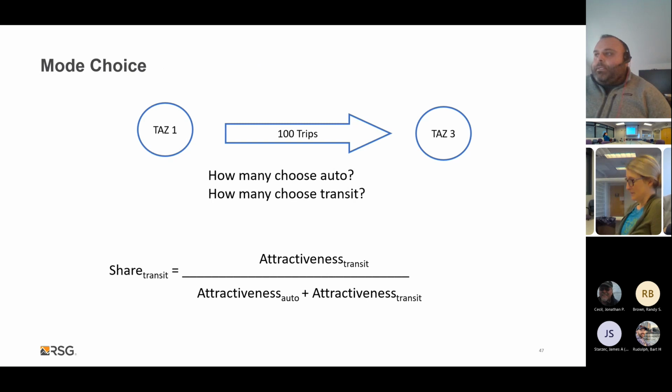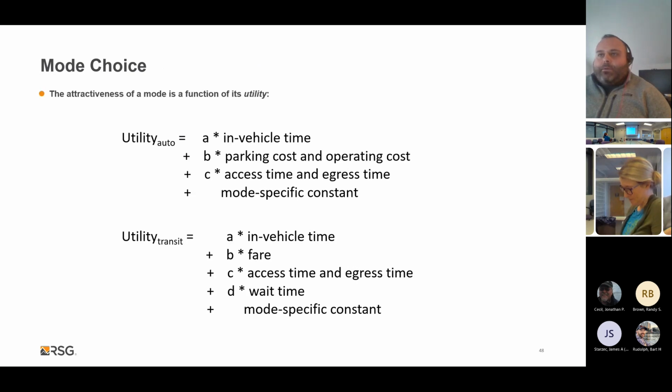So I'm going to try to quickly get through this. Essentially, the mode choice model's attractiveness of the mode is a function of its utility. The utility equation just describes the factors that influence mode choice for each particular mode, and there's one utility equation for each mode in the model. The utility is a numerical value that can be computed for each mode, and it's equal to the sum of the parameters in the model plus a constant.